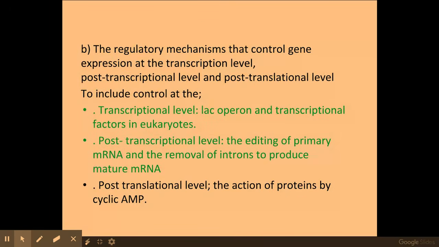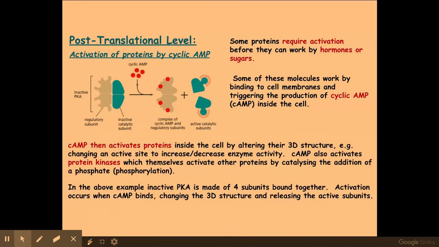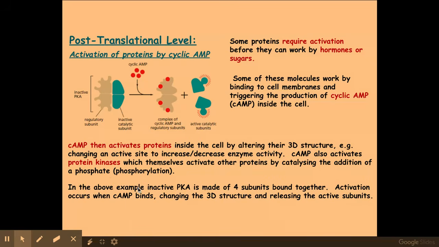The last one is our post-translational level. So at this point, I already have my proteins. And my proteins can be modified by the triggering of hormones or sugars, which bind to the cell surface membrane and trigger cyclic AMP to become produced. And cyclic AMP can alter the structure of my proteins. It might do this by activating something called protein kinases, which can then add phosphate groups, or phosphorylate, my protein.